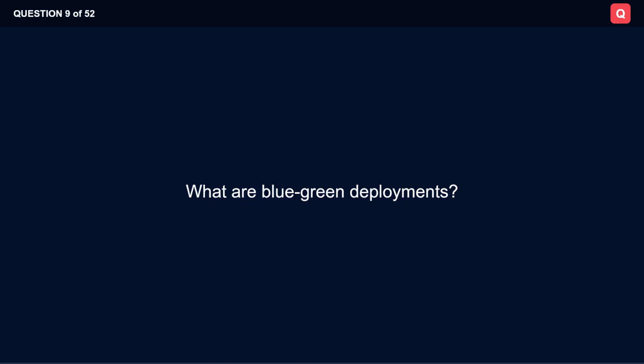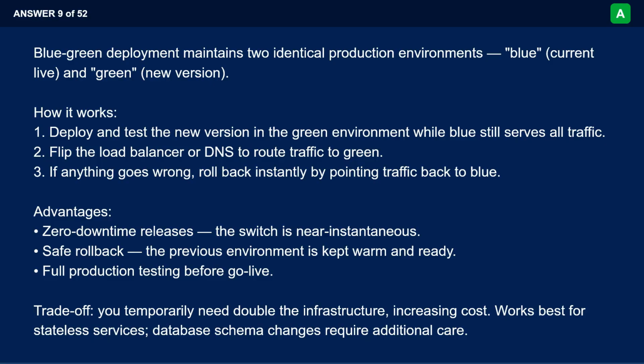What are blue-green deployments? Blue-green deployment maintains 2 identical production environments: blue, current live, and green, new version. How it works. 1. Deploy and test the new version in the green environment while blue still serves all traffic.